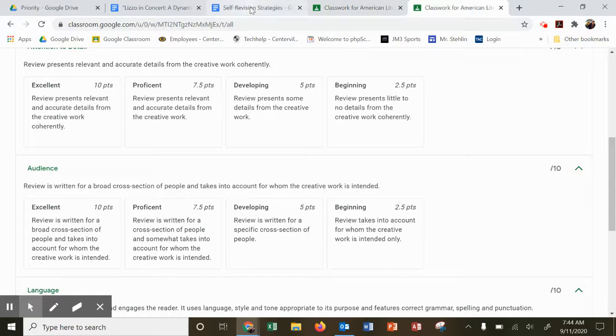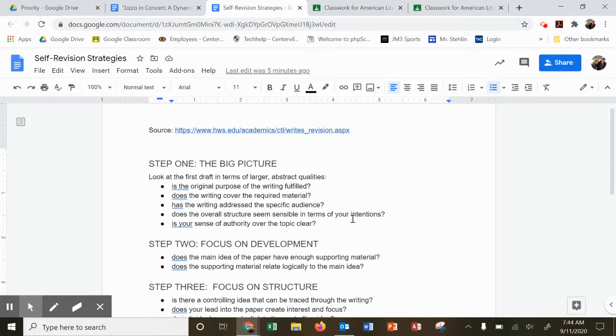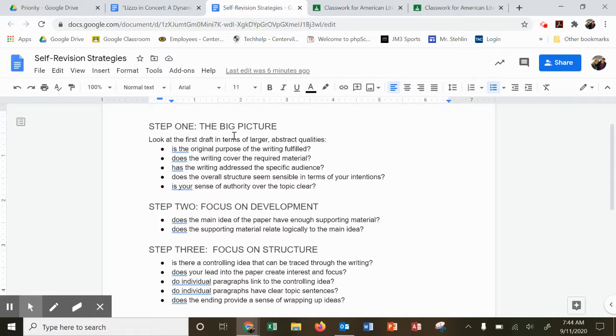All right. These are the elements that we want to pay attention to in terms of making sure our intentions are correct. And then lastly, is your sense of authority over the topic clear? This is probably best illustrated by, again, your understanding of the text and your ability to read closely and understand what you think about that text. Okay, so this is step 1, the big picture. And I would absolutely consider these. And I've asked you to do that all throughout the week.